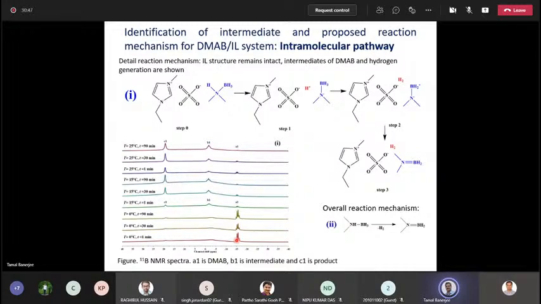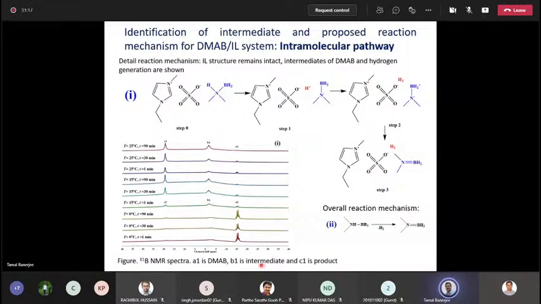See, at low temperature, T equal to zero, if I increase the time, nothing is released. You only have the starting compound. But as soon as you increase the temperature, even at 15 degrees Celsius, you get the formation of C1 and B1. What is this B1? B1 is the intermediate, as I just discussed. And C1 is the product, which is here.